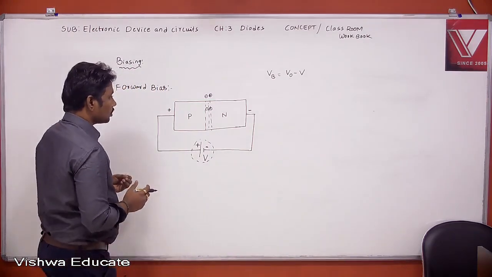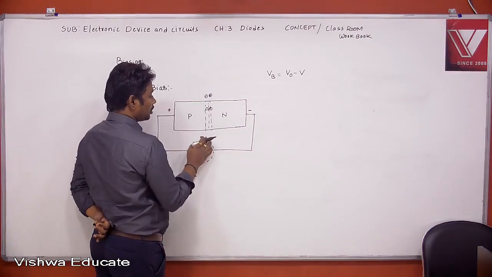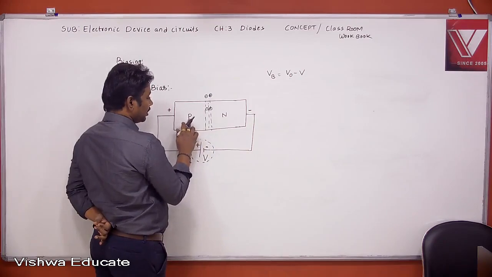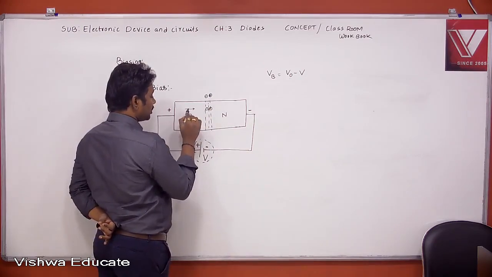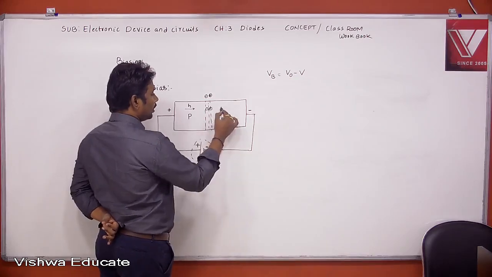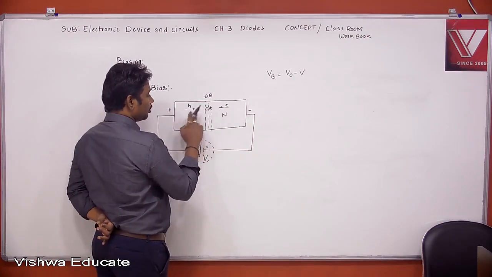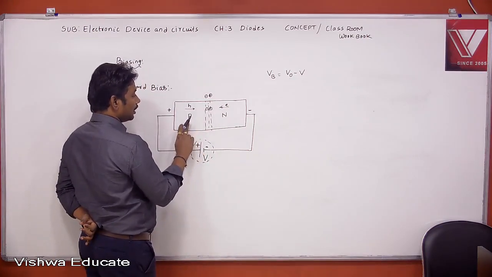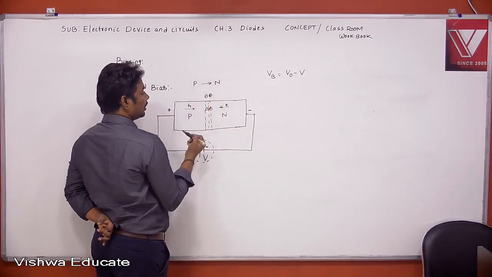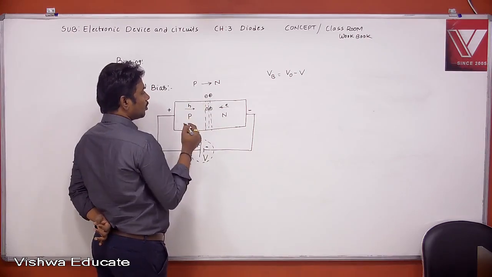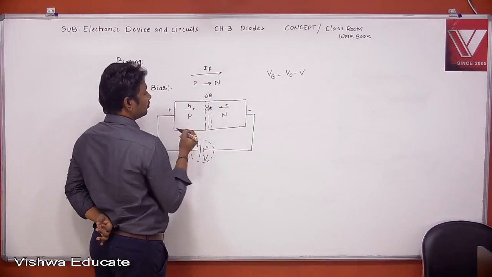See, due to the small barrier potential, the majority charge carriers easily move from P to N and N to P. What are the majority charge carriers in P? Holes, and in N, electrons. The majority charge carriers easily move from P to N and N to P, and produce a net current in the direction of P to N. That current is called what? That current is called the forward current, right?